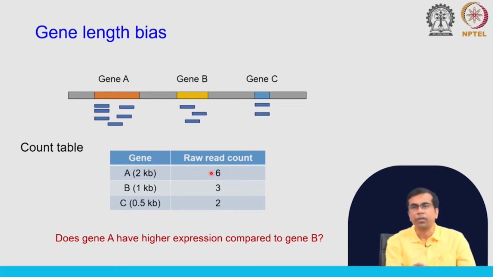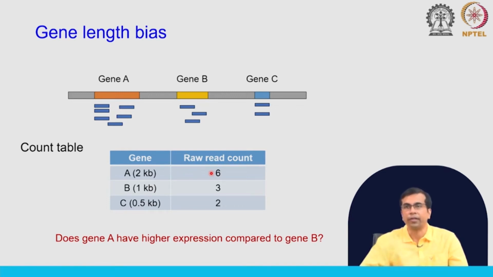And we also talked about gene length bias. The genes are of different lengths, and I have also mentioned the size of these genes before. So, one of the questions that we talked about is: does gene A have higher expression compared to gene B in this sample? Can we answer that question right from this data that we have? The answer is no. We need a lot more data, a lot more methods to actually analyze this properly, so that we can get an answer to this question.